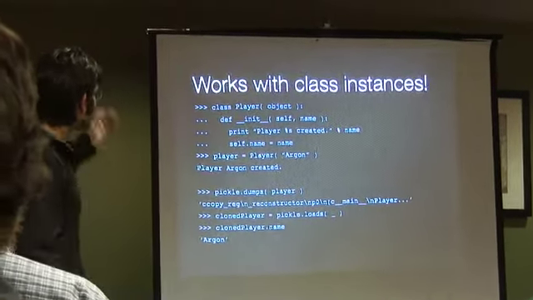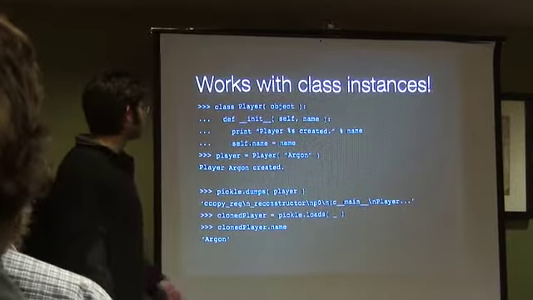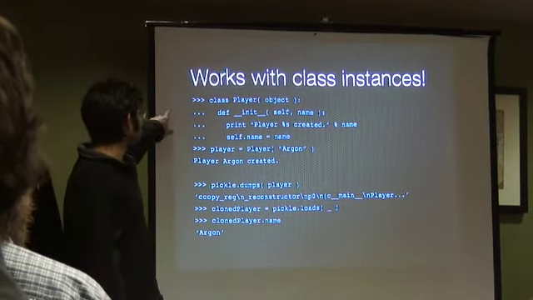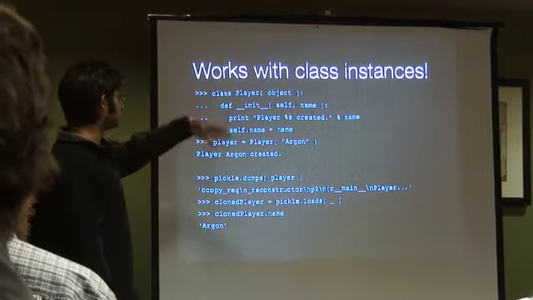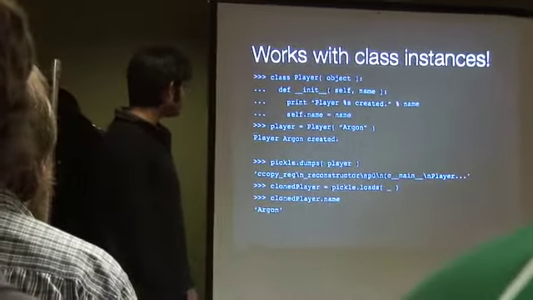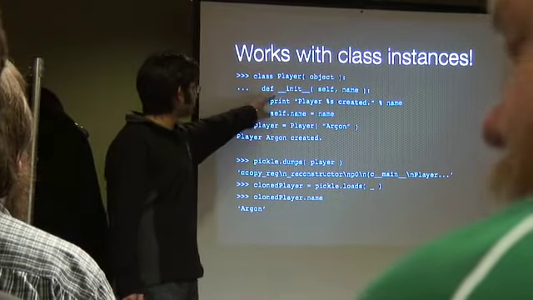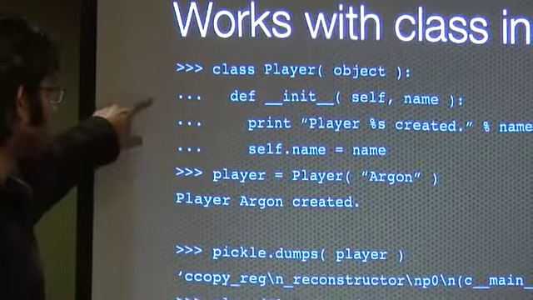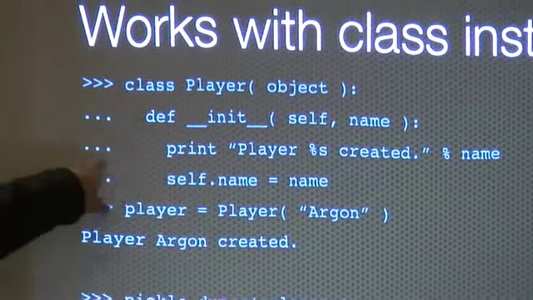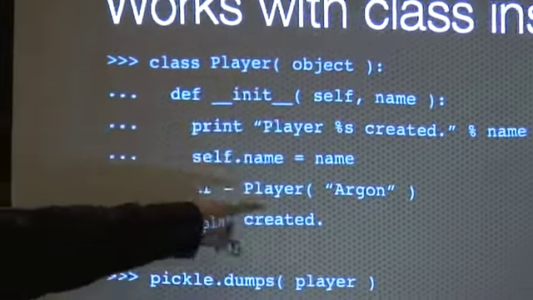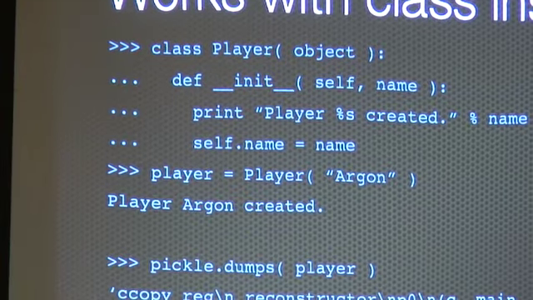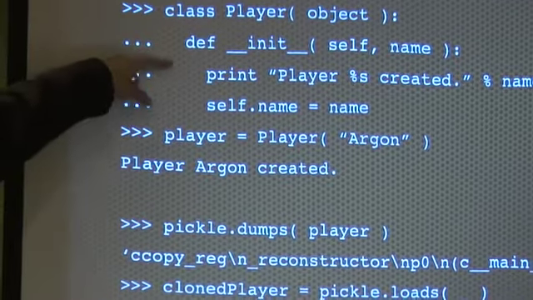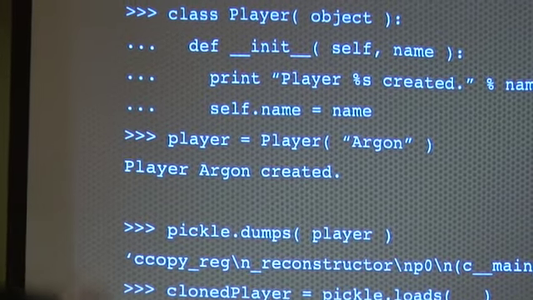And so one neat thing, going to that sort of computer game example, is that this works with class instances too. So we can make a class called a player, and for now we'll just say that there's one attribute to it called a name. And when you create it, this is basically object-oriented Python speak for your constructor. When you create a player, we'll print out player created, and then we'll just assign the name that's passed in to the object. And so then we'll just create an object of the player here. And you'll see that it's calling this because it prints out player Argon created.